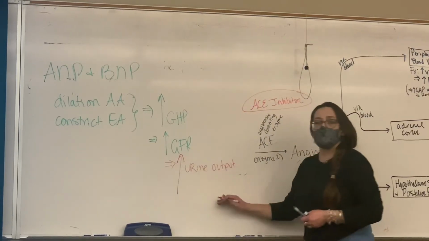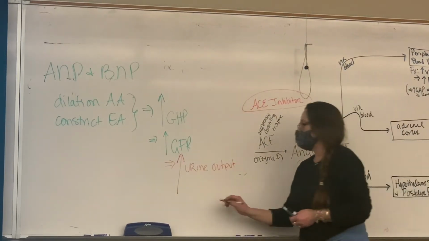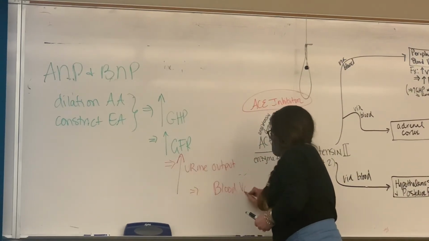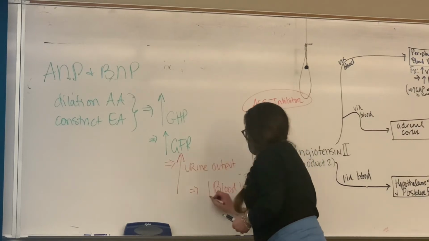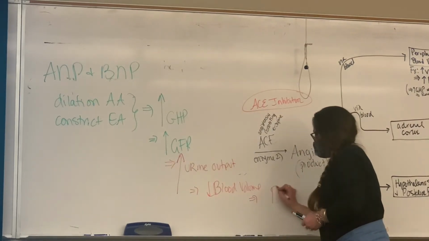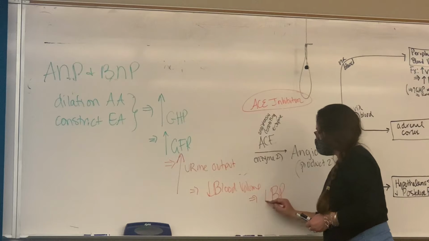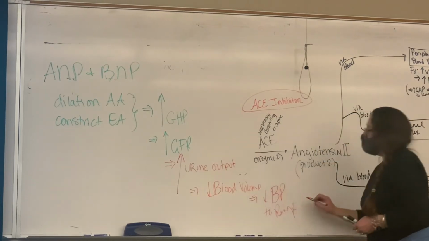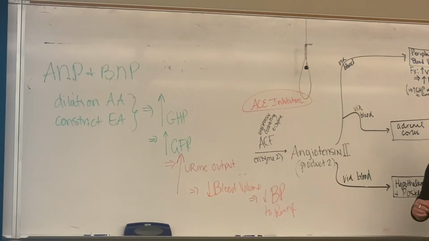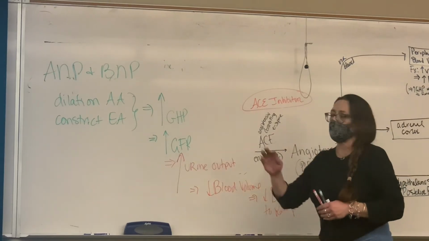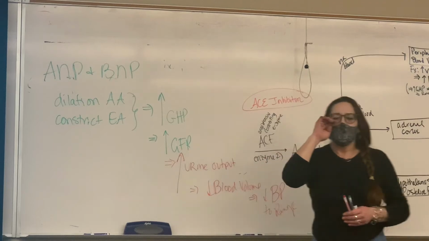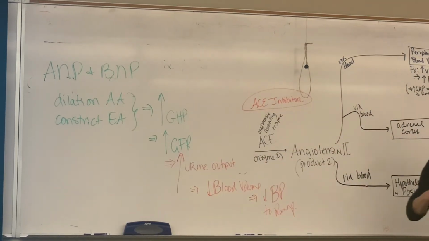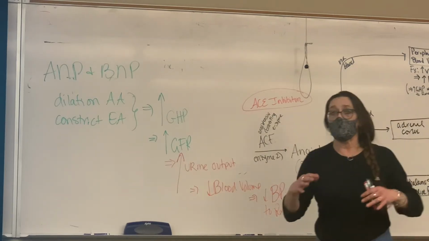And as we start dumping a bunch of urine, what's that do to our blood volume? Decrease. It will decrease. And as our blood volume comes back down, our blood pressure comes back down to range. So these hormones, again, are not released just because blood pressure goes up a little bit. These hormones are released when you have excessively high blood volume and blood pressure, because they're pretty dramatic.